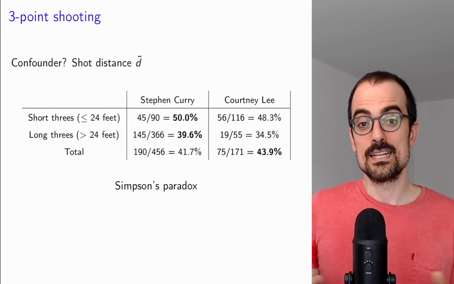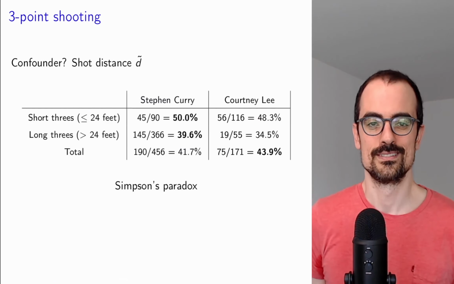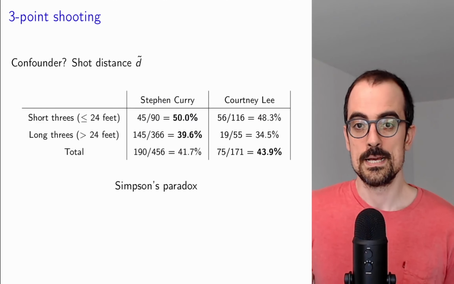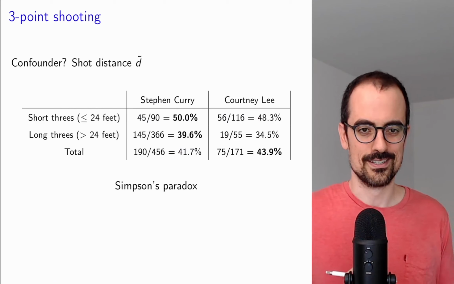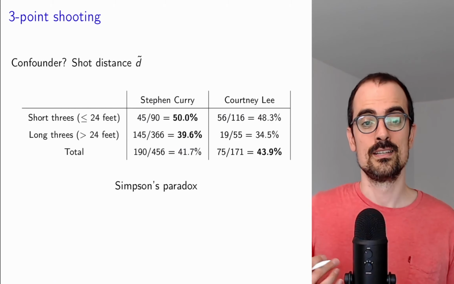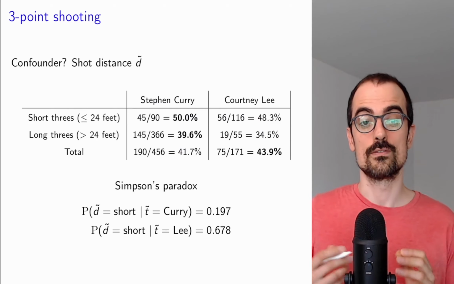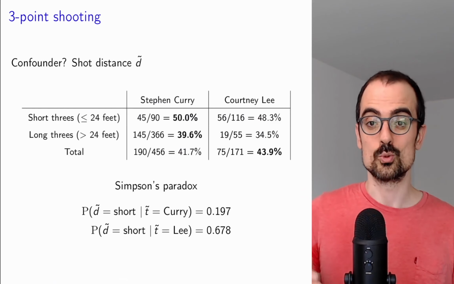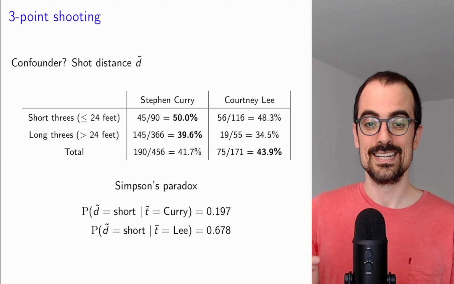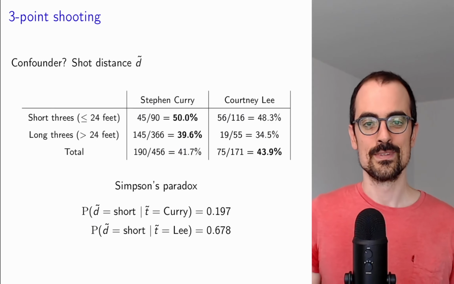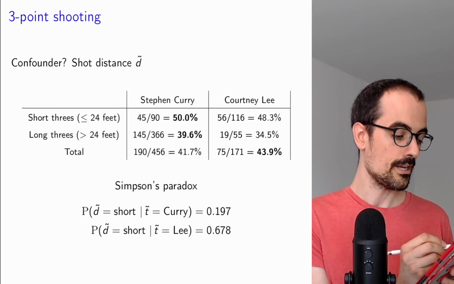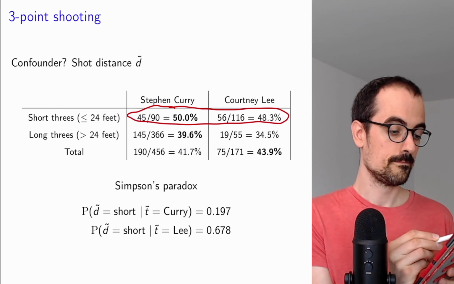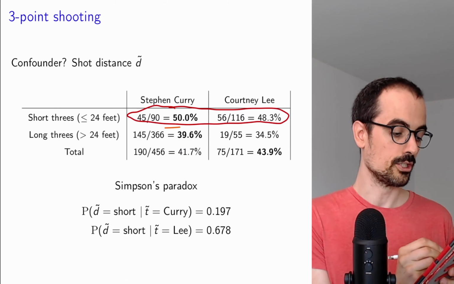And the way we can explain it, actually, maybe I would encourage you to take a look at the data and see if you can explain it by yourself. Stop the video, because I'm going to tell you the answer right now. The answer is that if you look at the percentage of Curry's shots that were taken from close, it's just around 20%, whereas for Lee, it's almost 68%. And we see that for both players, those shots are much easier. And for both players, long threes are much more difficult.